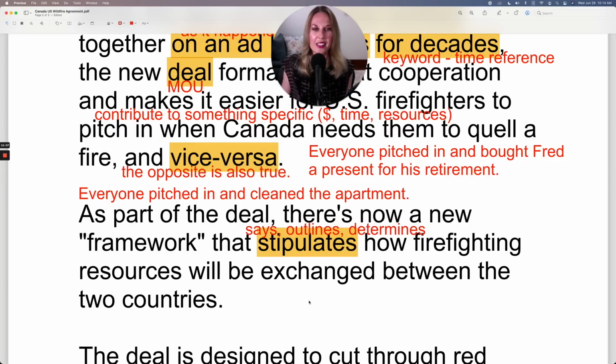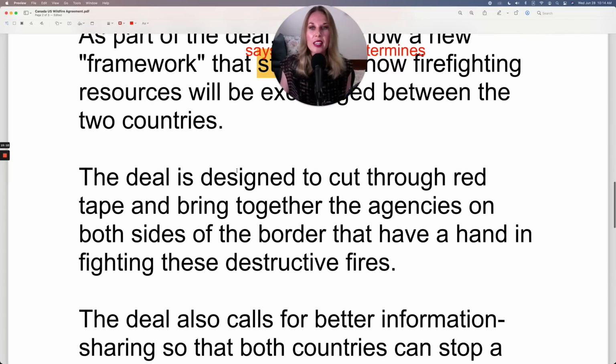All right, let's continue. The deal is designed to cut through the red tape. Oh, what is red tape? You are very familiar with red tape. Red tape represents official rules or processes that seem unnecessary. So when you have to do something simple like change your address and you have to fill out 7 different forms and mail them to 7 different people, doesn't that seem a little unnecessary? So you can say, oh, there's so much red tape.